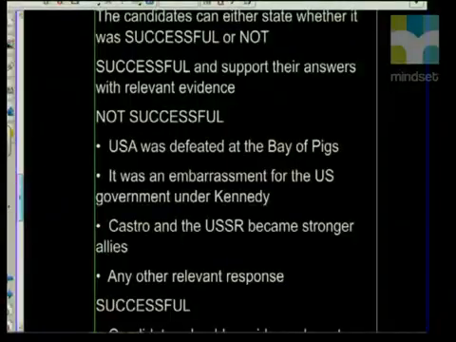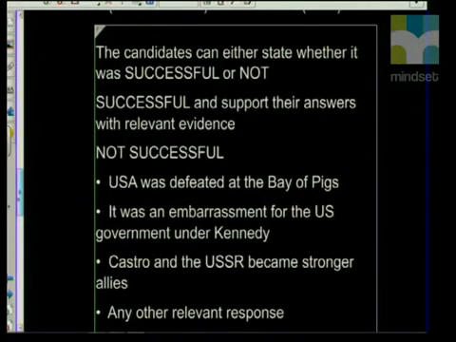In some cases, your answer can lead to that, but you need to show the person reading your answer that you know what you are talking about. Okay, so you can say it was successful and support your answer, but let's read the possible answer here. It was not successful. The United States was defeated at the Bay of Pigs. It was an embarrassment for the U.S. government under Kennedy. Castro and the USSR became stronger allies.